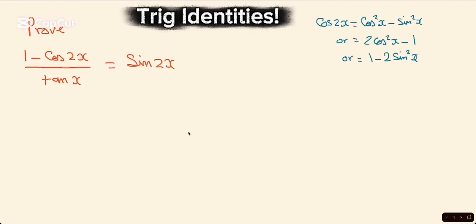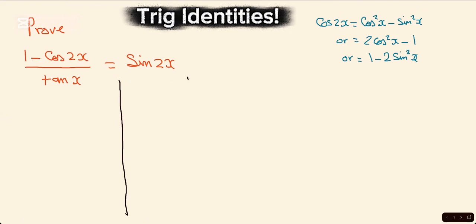So as students are preparing for final exams, I'm going to do a few identity questions for you. So prove this identity right here: 1 minus cos 2x over tan x equals sine 2x. I think it's important to work on the left side because it's the more complicated side.